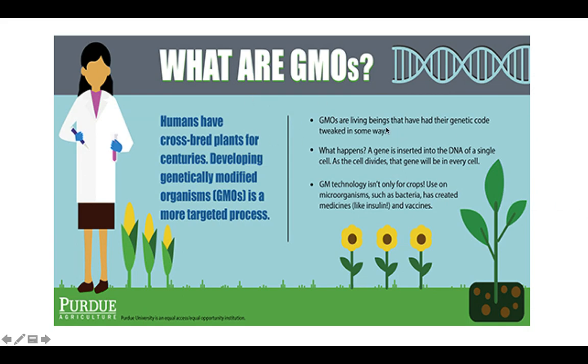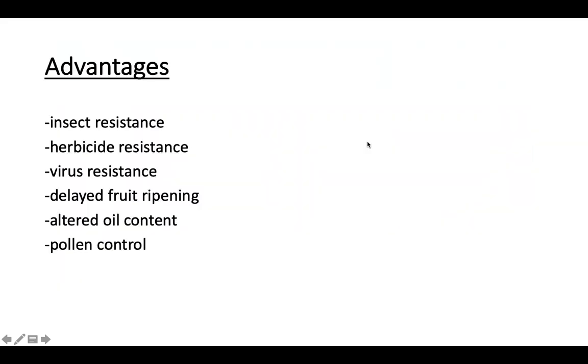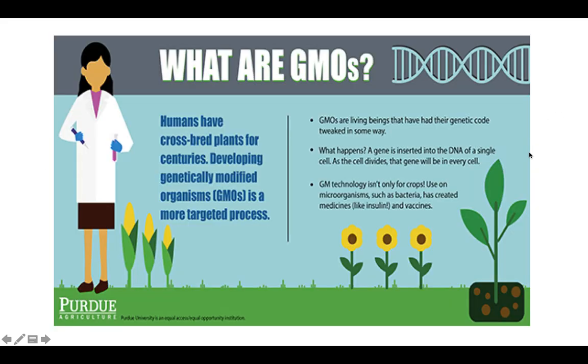This might be a little blurry. Hopefully you guys can see it okay, but it says GMOs are living beings that have had their genetic code tweaked in some way. And so what happens is a gene is inserted into the DNA of a single cell, and as that cell divides and multiplies in identical ways, obviously that gene is going to be in every single cell. Genetically modified technology isn't only for crops. It can be used on microorganisms like bacteria. It has created medicines like insulin and vaccines.